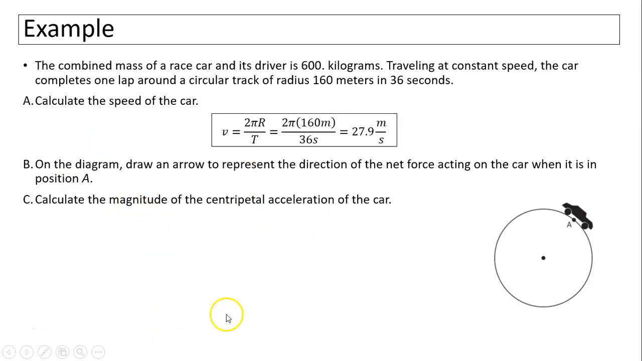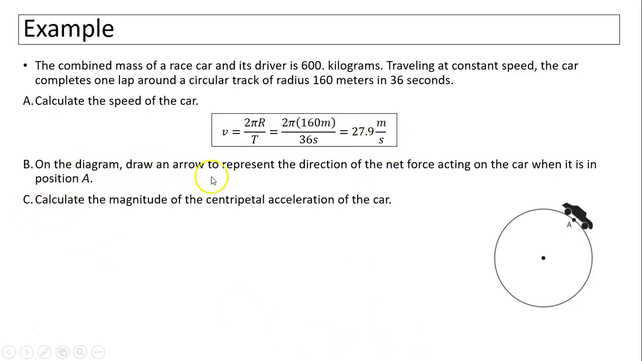Take a look at the first example. Combined mass of race car and its driver is 600 kilograms. Traveling at a constant speed, the car completes 1 lap around a circular track of radius 160 meters in 36 seconds. What is the speed? Speed for circular motion is 2 pi r over t. Substitute everything in, you have 27.9 meters per second.